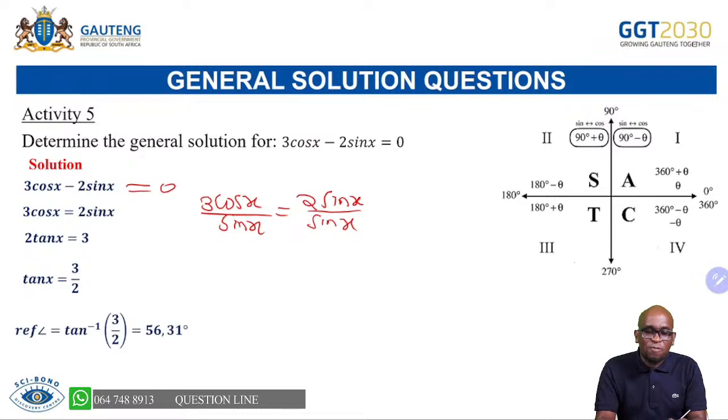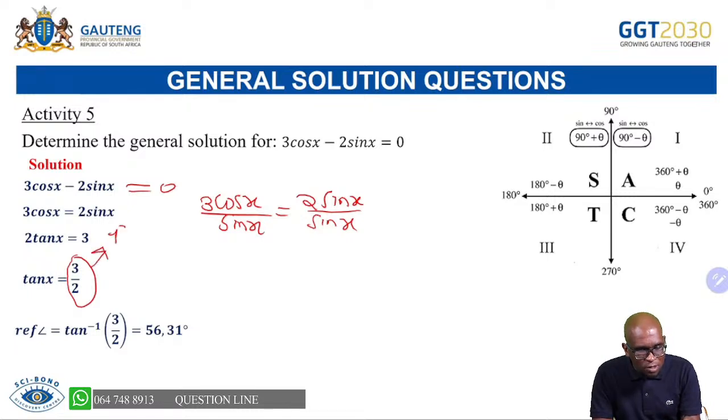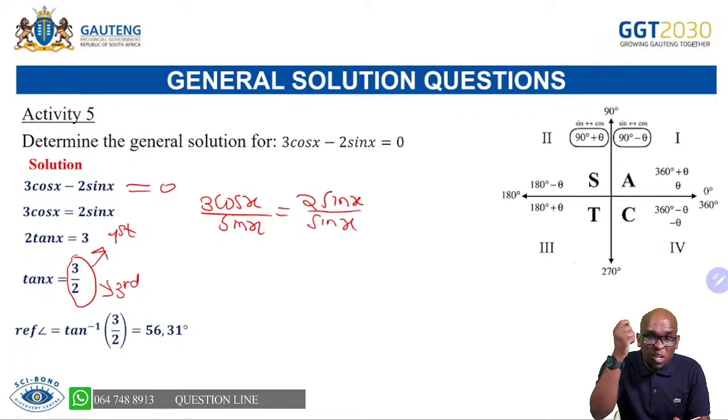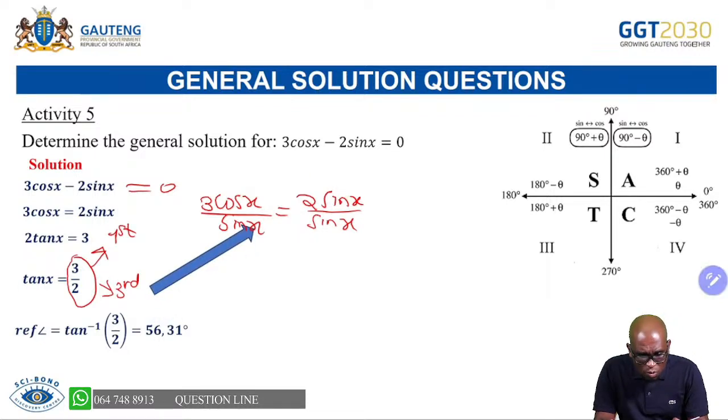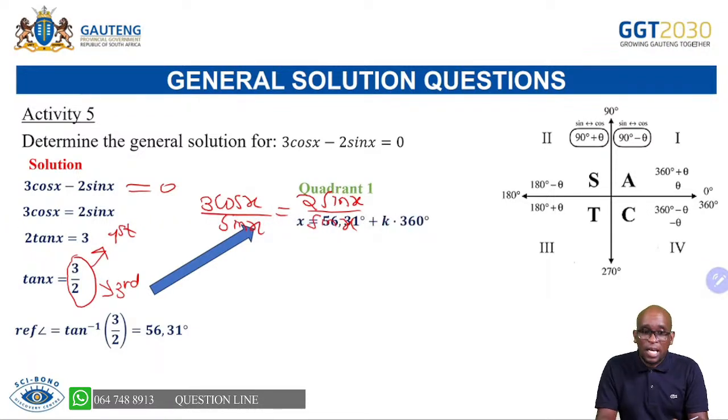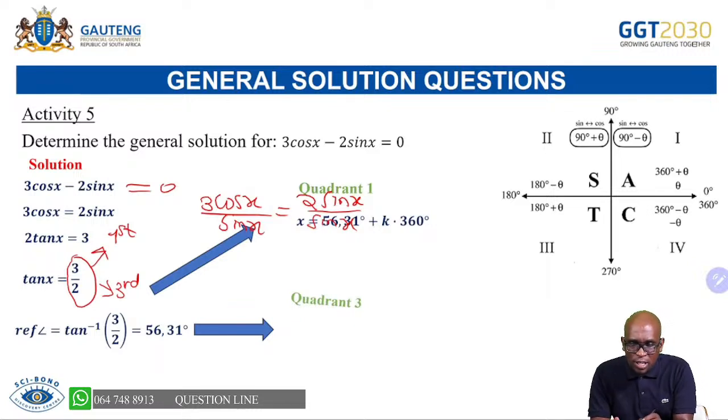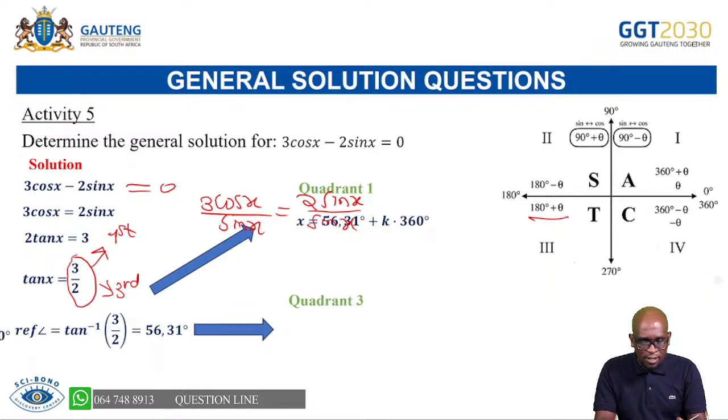We find the reference angle first, which is 53.61. Since this was positive, we know tan is positive in the first quadrant and also in the third quadrant. So we are going to locate the general solution in the first quadrant. In the first quadrant, that's what we get as our general solution, and also locate it in the third quadrant. Remember, in the third quadrant, we need to say 180 plus the reference angle. So this would be 180 plus 56.31.